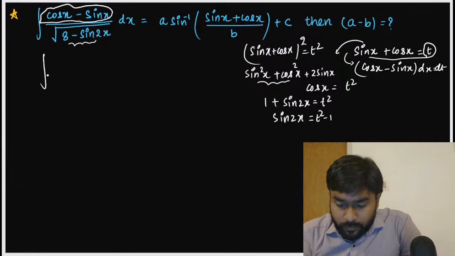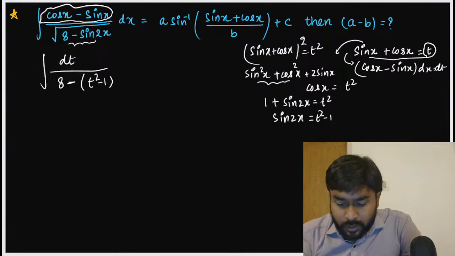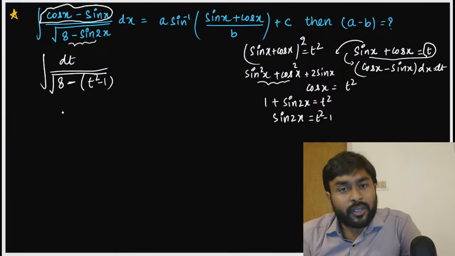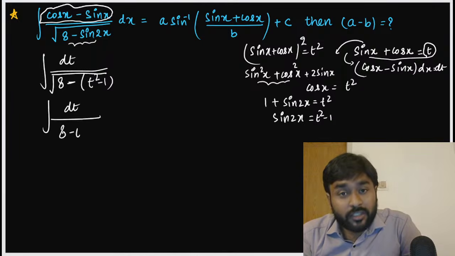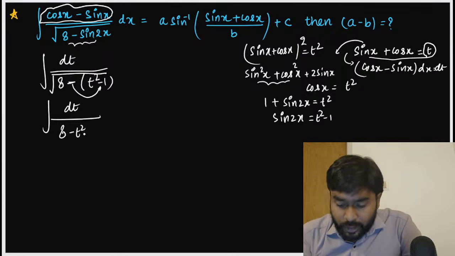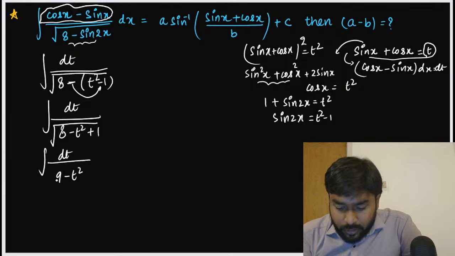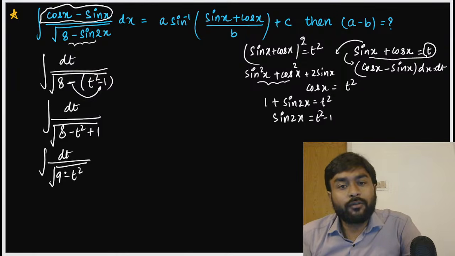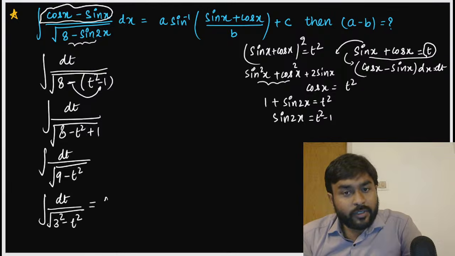Here we will write. So what it will become? It will become dt by 8 minus, so bracket also, t square minus 1 here under root. Okay. So after this dt, minus inside. So 8 minus t square and minus here also minus plus. So it will become what? Dt by 9 minus t square with under root. Formula under root of a square minus x square.